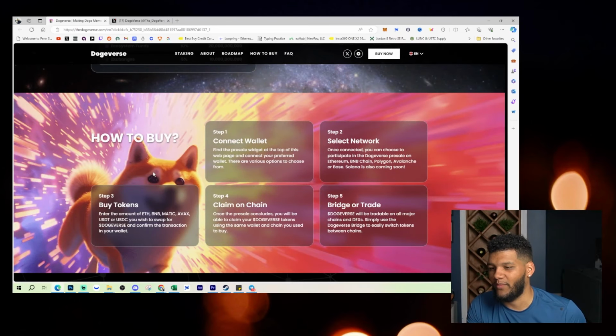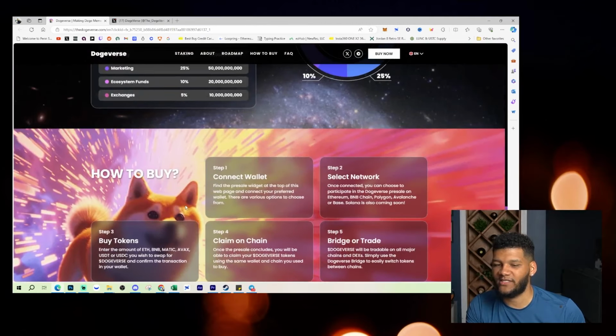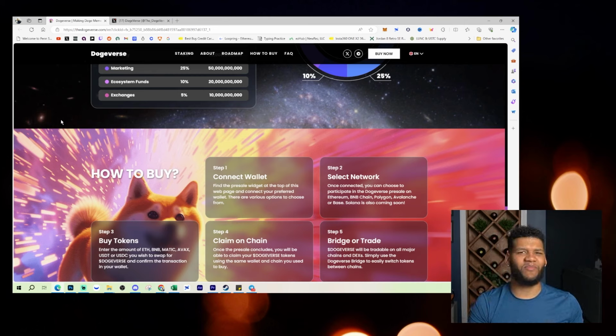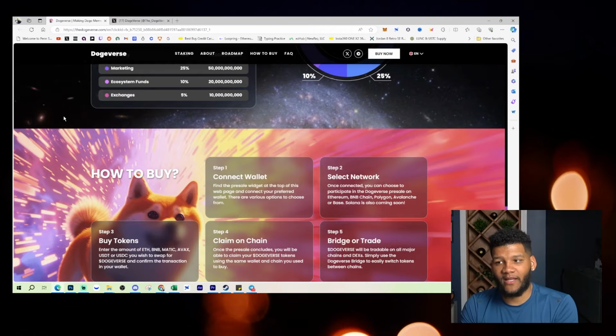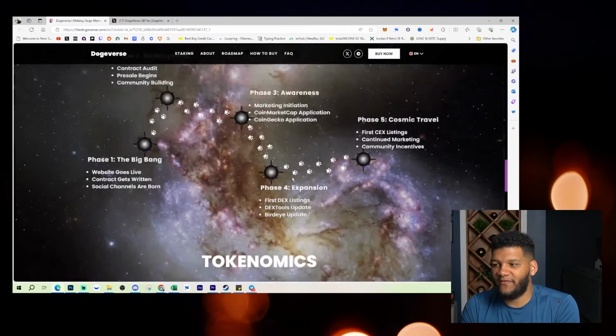Connect your wallet, you can easily buy. Connect your wallet, select the network, buy tokens, claim on the chain, bridge or trade, do whatever you want with that. So honestly, this is bringing a different concept, obviously, to Doge, making it able to travel across different chains and own it on whatever chain you want to, as long as you see that price. Maybe you don't want high fees and you want to be able to sell at a lower fee or hold it at lower fees. You can do that.